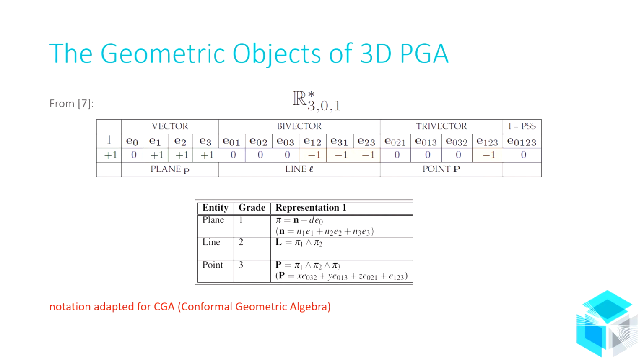Okay, these are the 16 basis elements, and these are the representations of the objects which can be described in this algebra. Here you see the plane as the normal vector minus d times E0, the line as the intersection of two planes, and the point as the intersection of three planes.